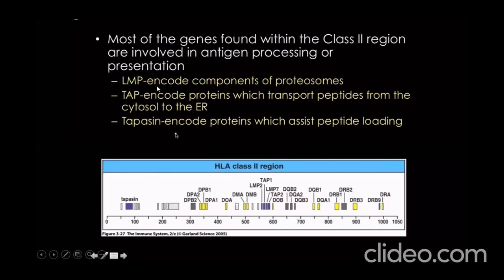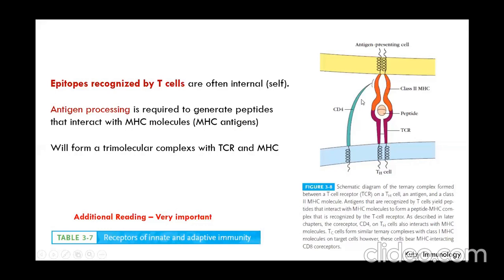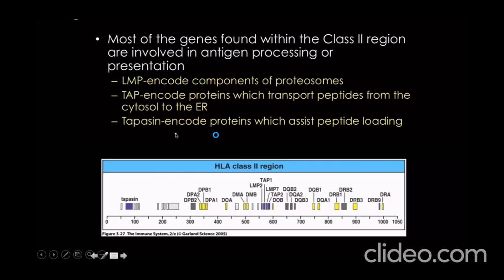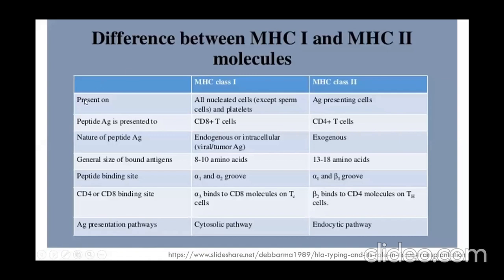In the class 2 region, they are called LMP and TAP. LMP encodes for proteasomes, TAP encodes for transport of peptides from the cytosol to the ER, and tapasin is involved in peptide loading. So that's why there are specific genes and proteins helping to complement the function of the MHC molecule. So this is an important slide.